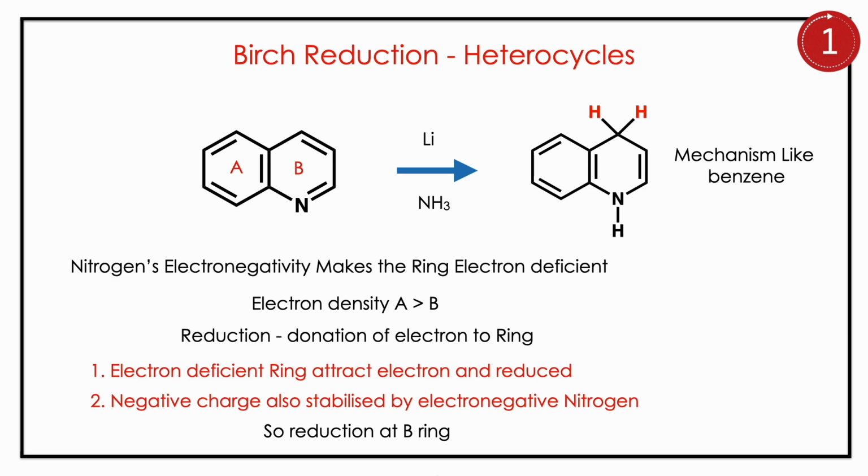Because the attacking species is a nucleophile, which is an electron. It always attacks the ring with less electron density. The B ring is less electron dense because of the electronegative nitrogen. Here two types of regioselectivity happen, because the B ring is selectively reduced and it reduces only at the 1,4 position. So it's an important two-step regioselective reaction. So Birch reduction also works in heterocyclic compounds.